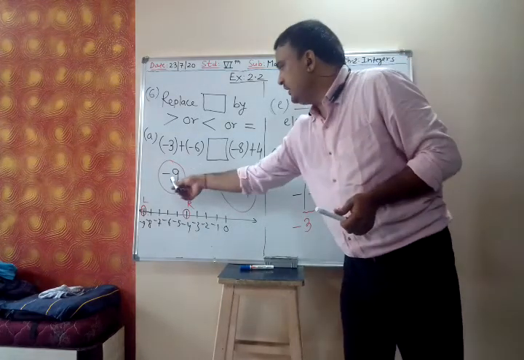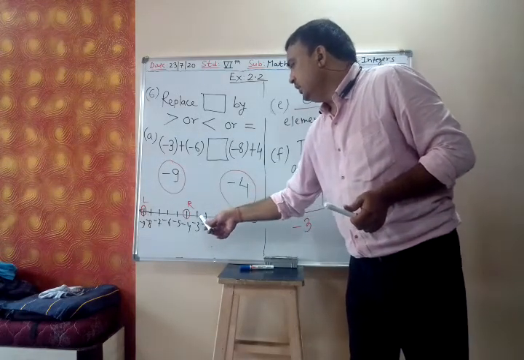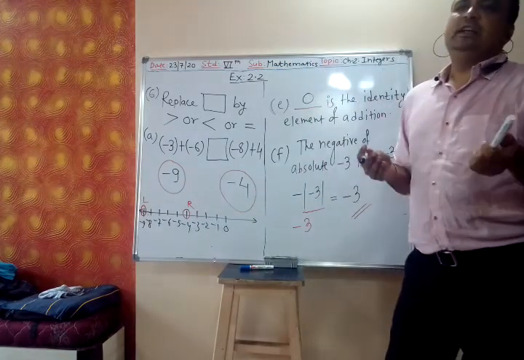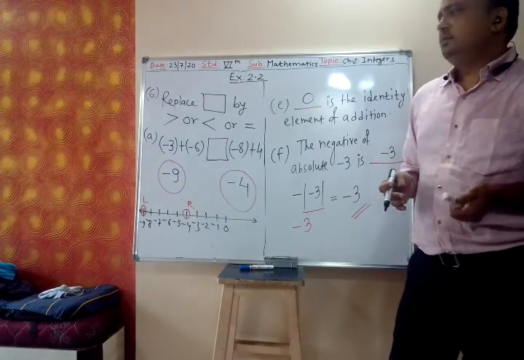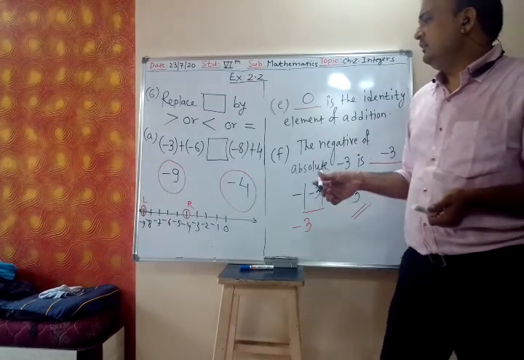Now out of minus 9 and minus 4, if you draw the number line, no problem. Which number is on the right? Yes, tell me.